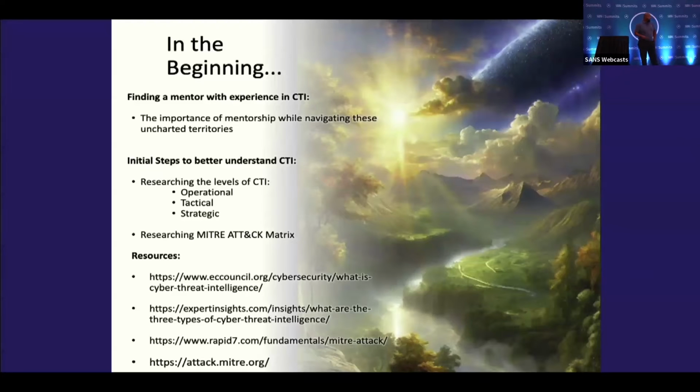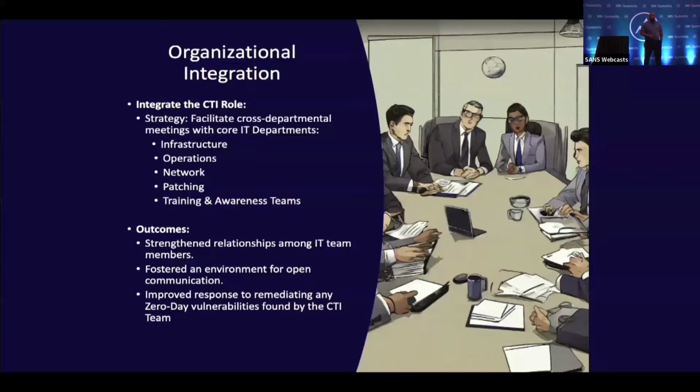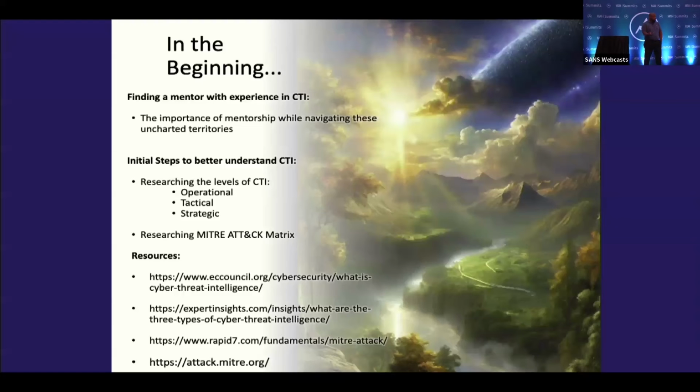So in the beginning, I love this slide. It's kind of like heavens and earth. But in the beginning, to better understand cybersecurity threats and threat mitigation strategies, it's a great idea to have a better understanding of the levels of CTI being operational, tactical, and strategic, and also gaining more insight into the threat MITRE ATT&CK matrix as well.